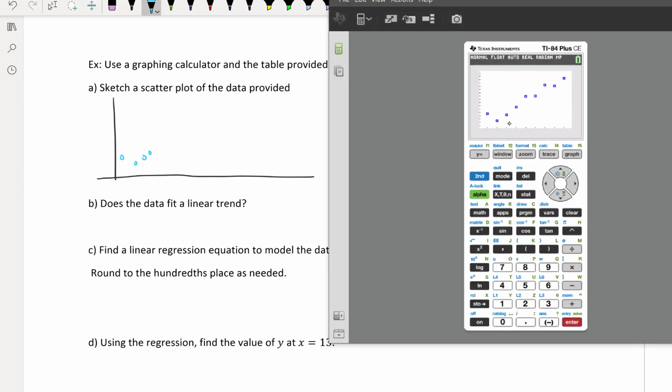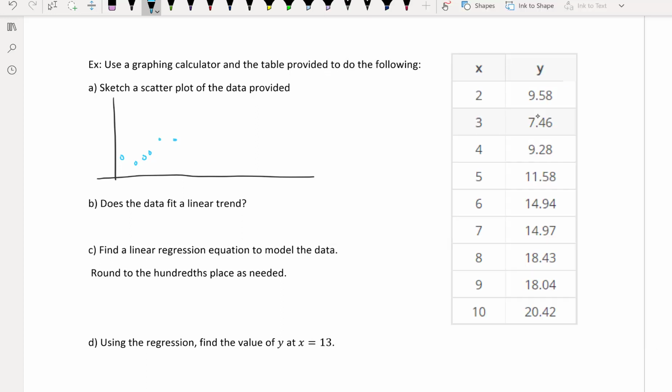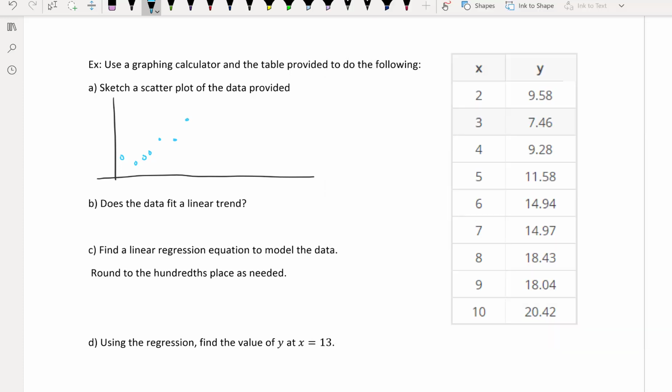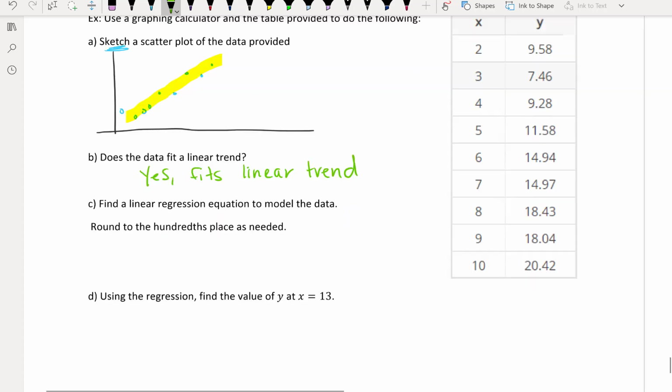So I did the first three, and then the fourth one aligns, and then maybe the next one goes up or down. And then it kind of wiggles a little bit. Okay. So, you know, I'm sketching the data. It doesn't have to be perfect. But does this fit a linear trend? Absolutely. So it definitely fits a linear trend.